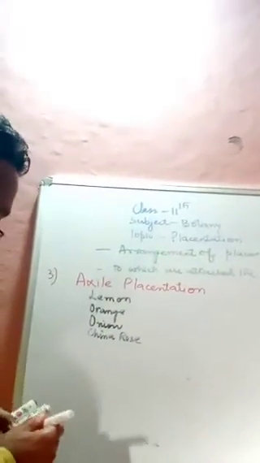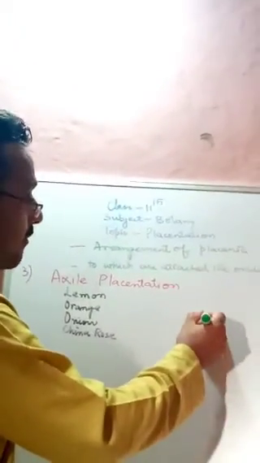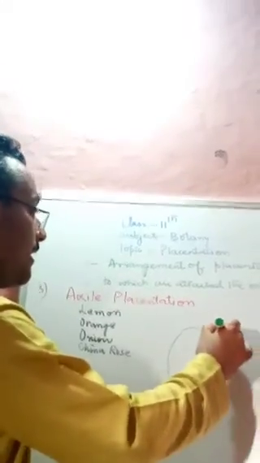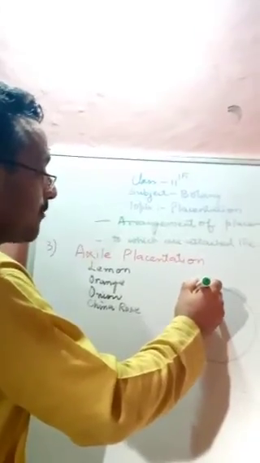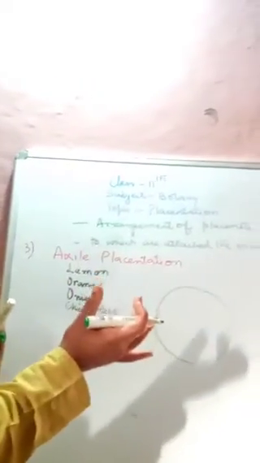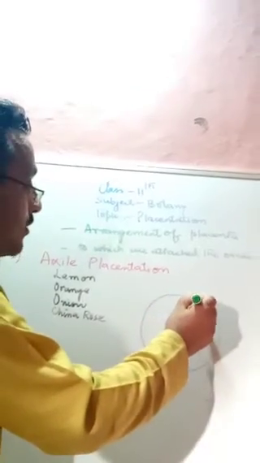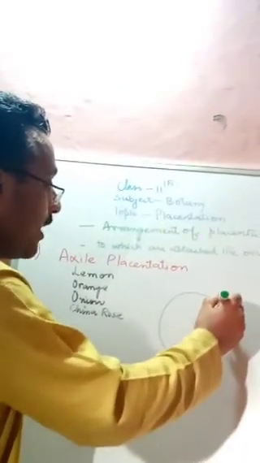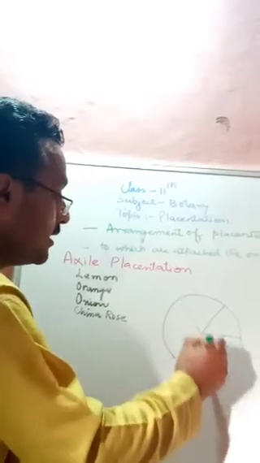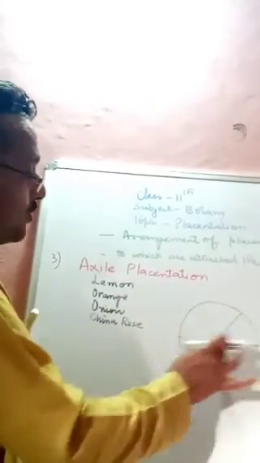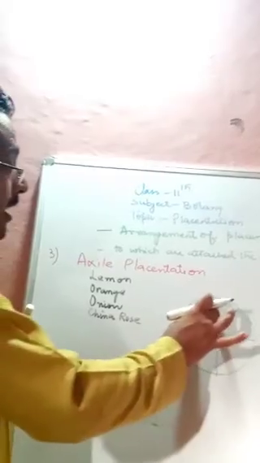So what happens there? If we try to draw the diagram, this is the slice of a lemon. What we will see is that it is polycarpellary, that means it is polylocular. This is 1, this is 2, this is 3, this is 4. So I have made 1, 2, 3, 4, 5. So this is pentacarpellary, apocarpous. It is pentalocular. This is the axil.